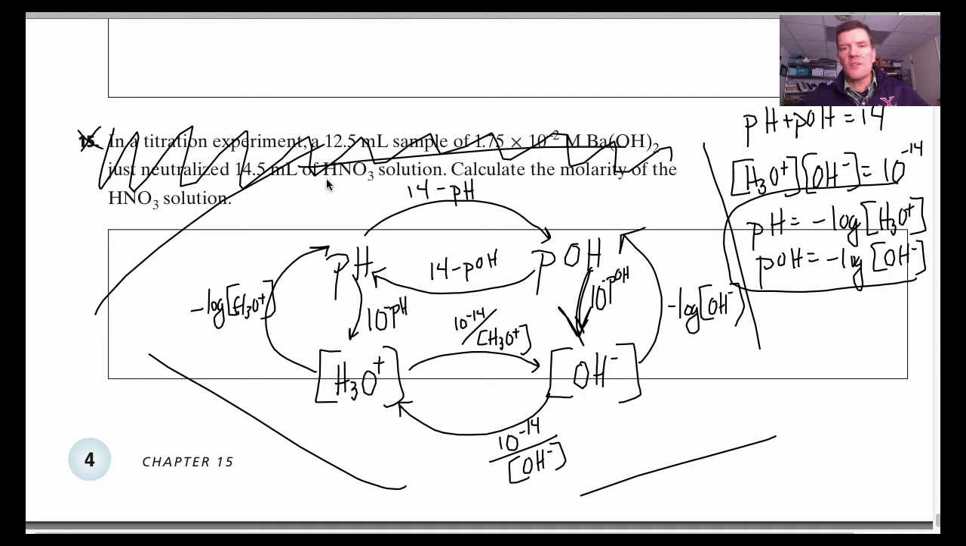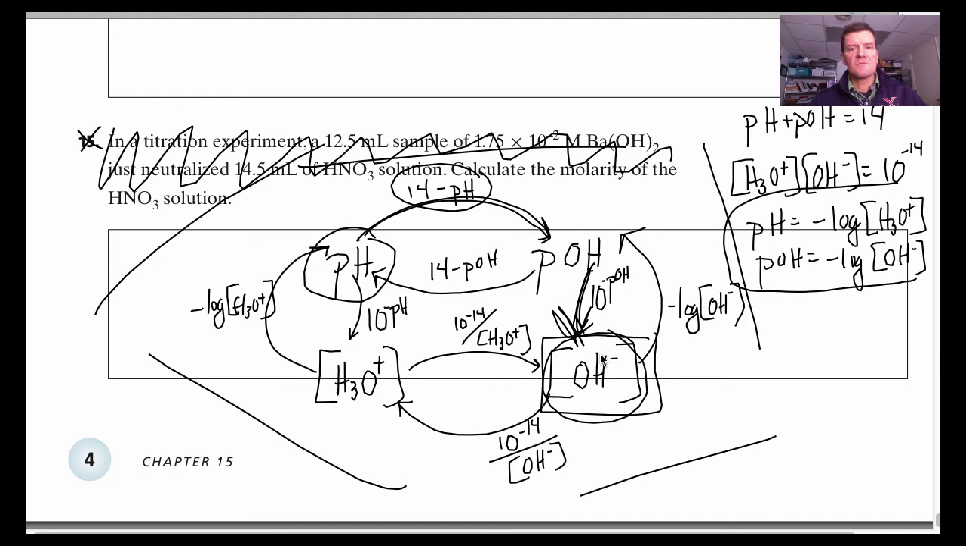All right? There are going to be problems like, for example, if I give you the pH and you have to get all the way over here to the concentration of hydroxide, well, you're going to have to go to pOH by taking 14 minus the pH and then do 10 to the negative pOH in order to get this concentration. Okay? All right, I hope that's helpful.